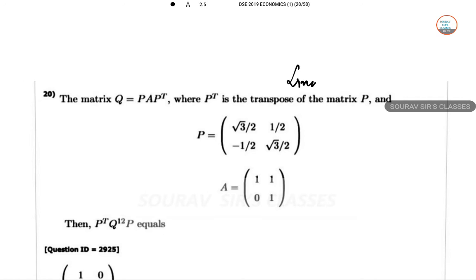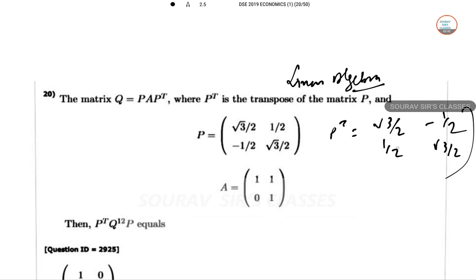So it's a linear algebra problem. We have Q equal to P A P transpose, and P is given. We first need to check P transpose into P. P transpose is root 3 by 2, minus half, root 3 by 2. So in this case, P transpose into P will give you I. This is the first part.